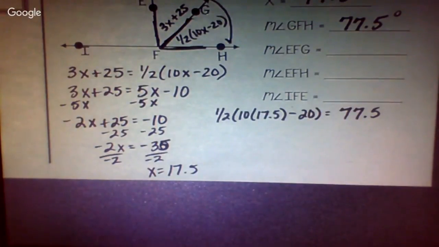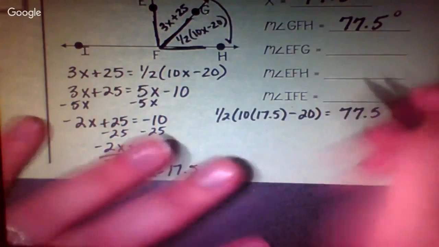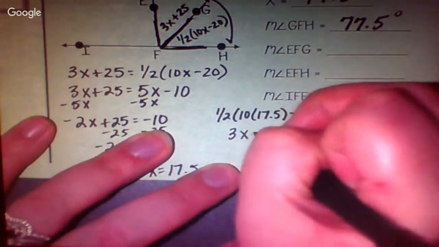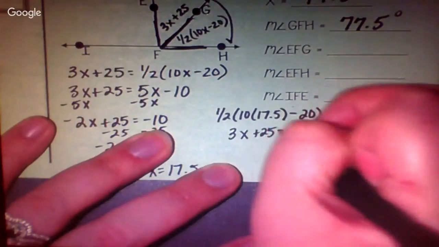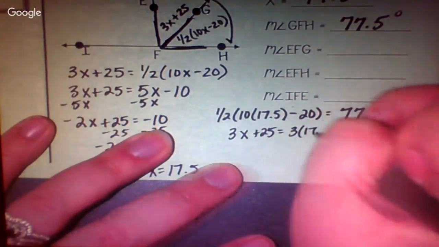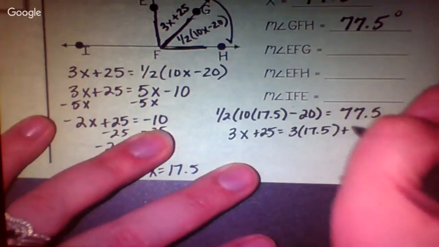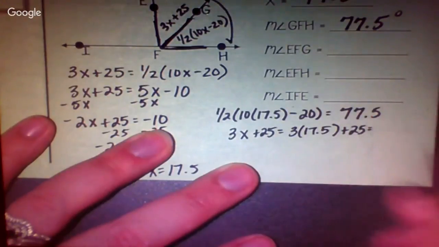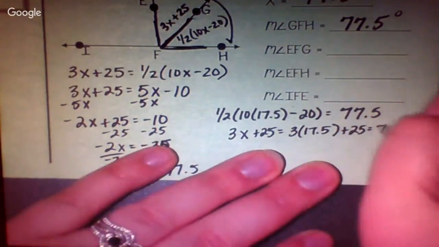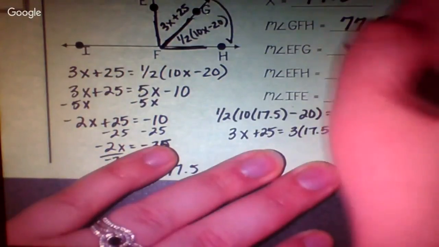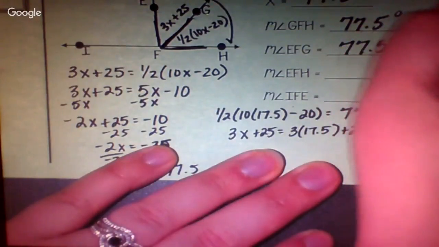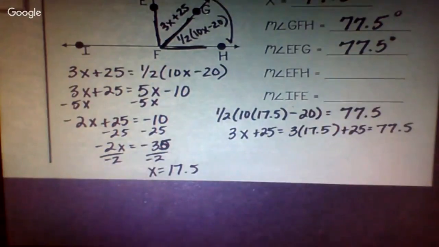Measure of angle EFG. Well, we know EFG is 3x plus 25. So 3 times 17.5 plus 25. This should also be 77.5. Remember, it bisects it, which means those two angles should be congruent. So again, that's a good way to check yourself.